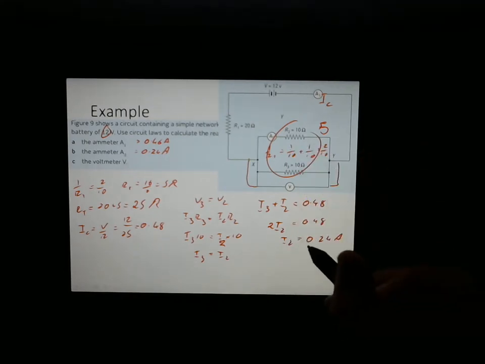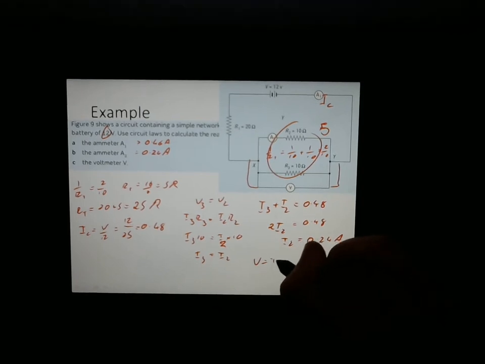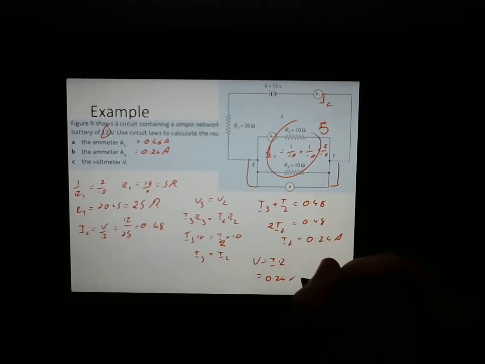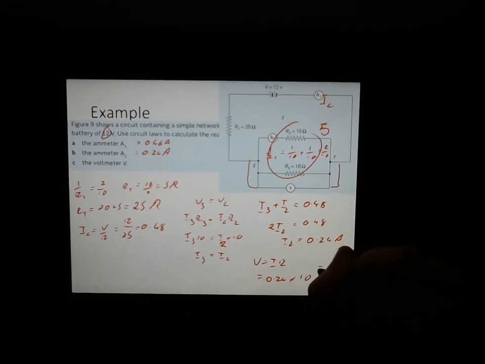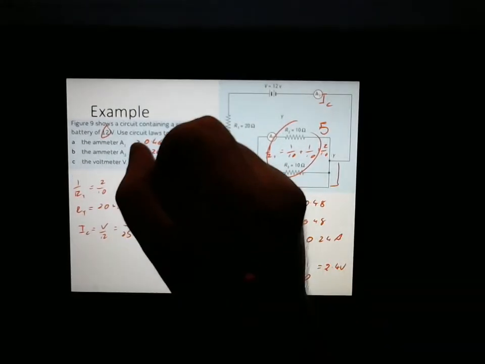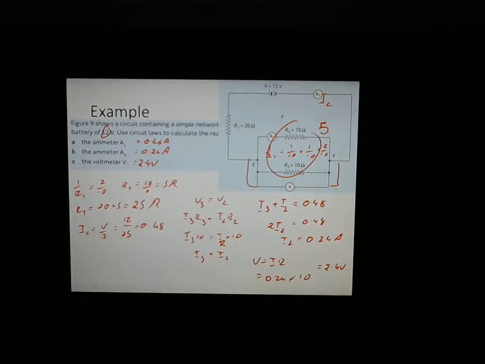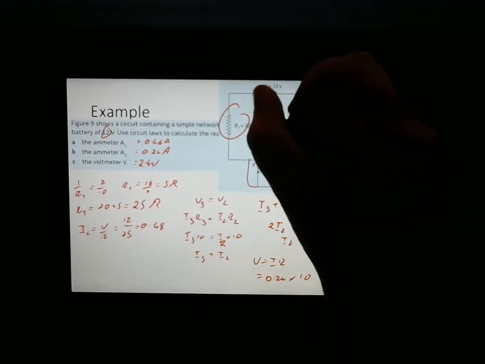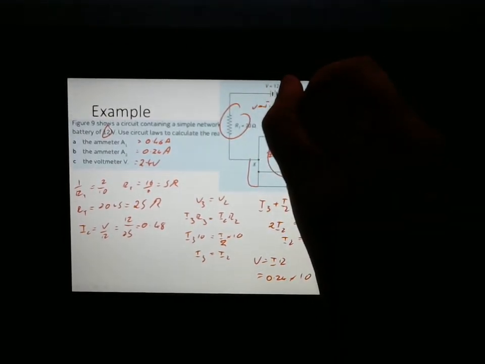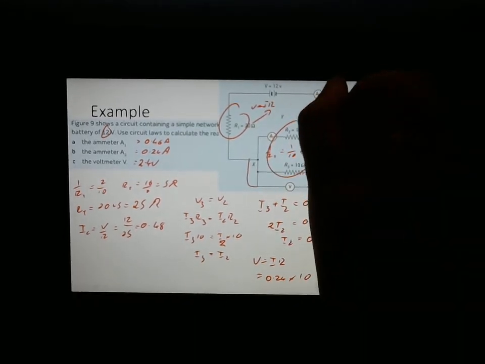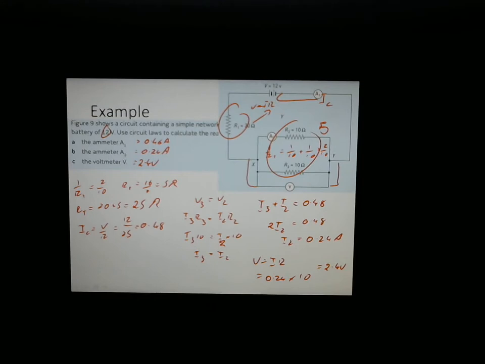Then, well, now we know the current here. We know that voltage equals IR, voltage equals 0.24 times R, which is 10, so that's going to equal 2.4 volts. But as I said, if you work out the voltage being used up on this, V equals IR, you've got R, and we've got I to work out voltage, then subtract it from 12, you should get 2.4 as well. So give that a shot, see if it's right.